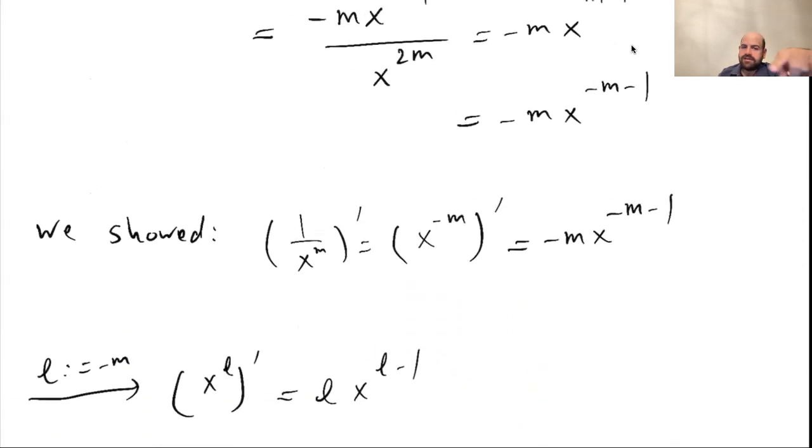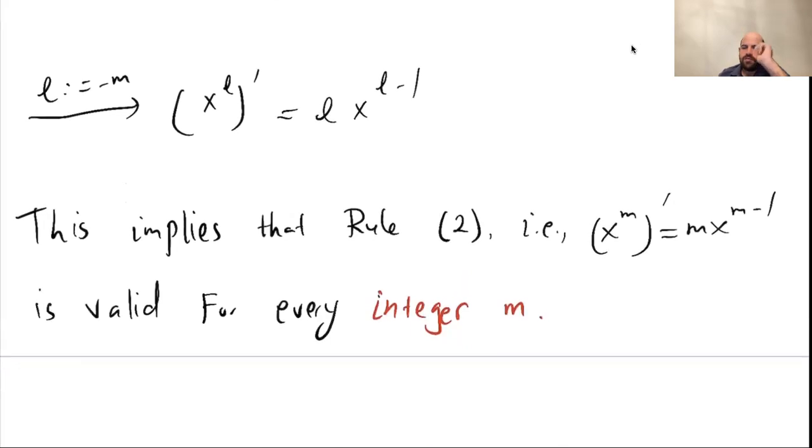Now here m is minus of a natural number, which means a negative integer. So this rule is also valid for negative integers. We previously showed it's valid for positive integers. But for 0, of course, it is valid as well, because if your m is 0, x to power 0 means 1. Derivative of 1 is 0, and 0 times x to power m minus 1 will also be 0. So it's also valid for 0. And valid for positive integers, valid for negative integers. Therefore, it's valid for every integer.